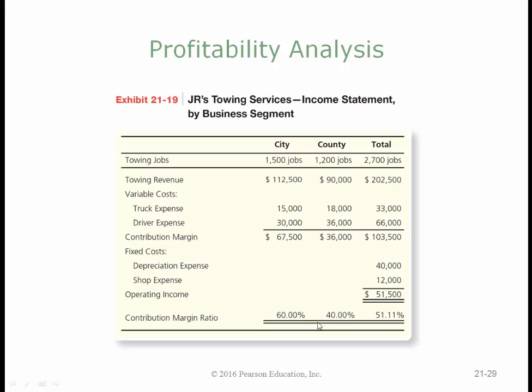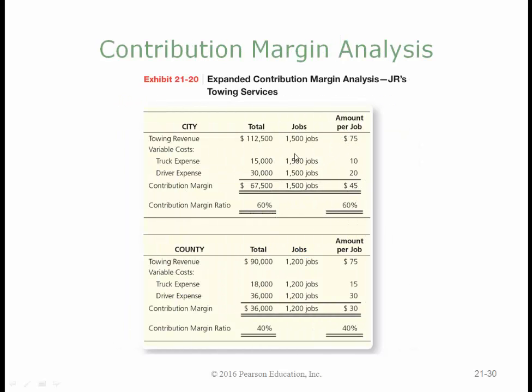Well, they might not be able to get that same ratio. So it might be a driving thing based off of the pricing, or it might be more competitive in the county than it is in the city. You don't know. You have to look at the business and what the drivers are for that particular business. And here's a contribution margin analysis, and it gives you the same sort of information, but you have to go one level lower to understand what is happening. Because you notice here, the truck expense is higher, and also the driver expense is higher for the county jobs, but their pricing appears to be off.